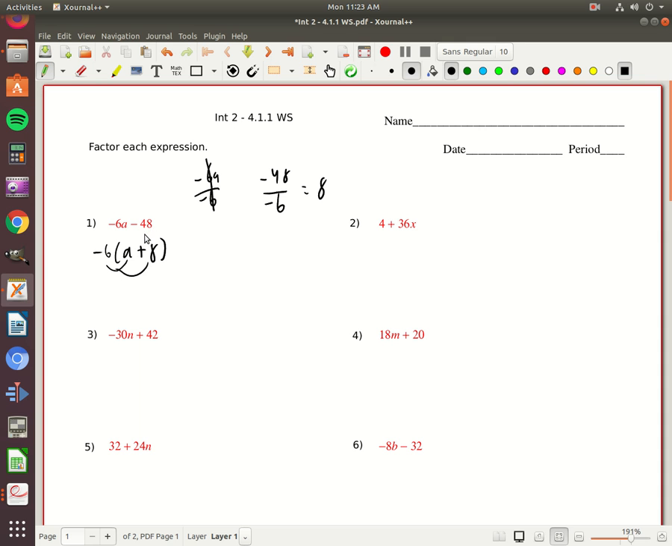And remember, distributing and factoring are opposite operations. So negative 6 times a is negative 6a. Negative 6 times 8 is negative 48. There we go. This is factored.